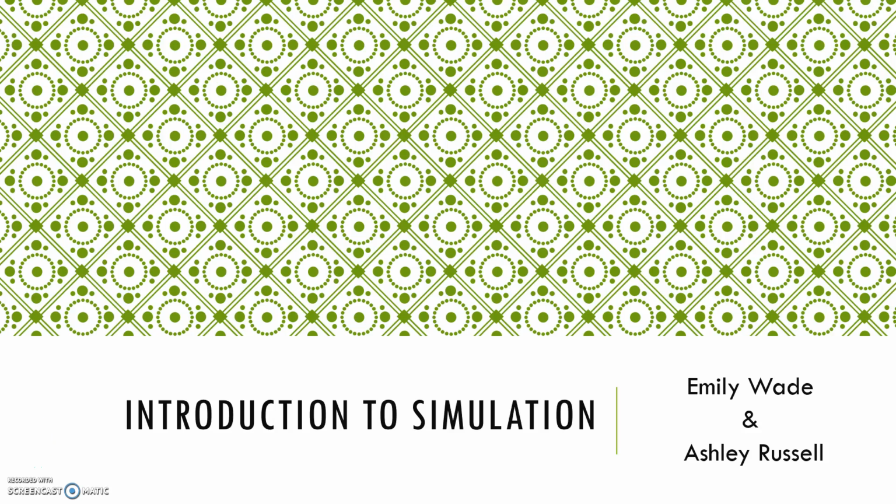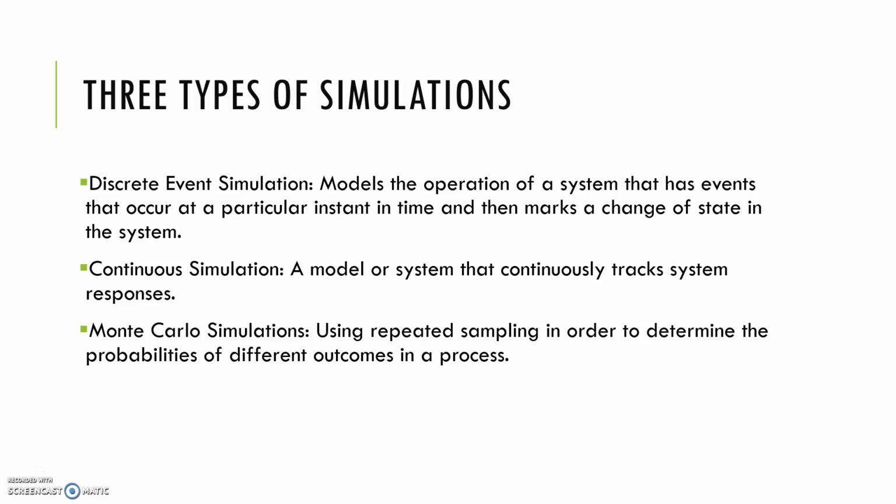I'm Ashley and I'm here with Emily, and today we're going to talk about different kinds of simulations. The three we're going to talk about are discrete, continuous, and Monte Carlo. First, discrete event simulations model the operation of a system that has events that occur at a particular instant in time and then mark a change of state in the system. For continuous, it's a model or system that continuously tracks system responses. And Monte Carlo simulation uses repeated sampling in order to determine the probabilities of different outcomes in a process.